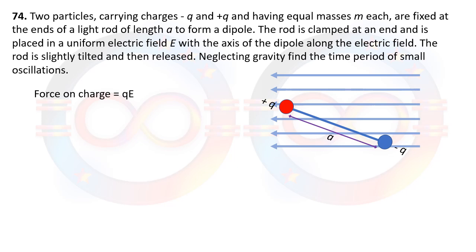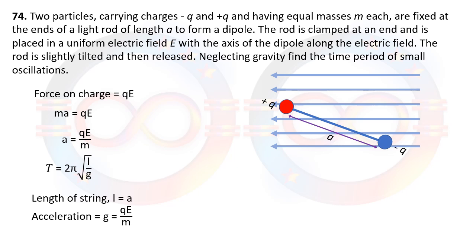So let us first calculate the acceleration. Acceleration is nothing but qE by m. Why are we calculating acceleration? Because this a distance which is given, don't get confused here, one a is acceleration, one a is distance. So the a distance that is given would serve as the length of the string of simple harmonic motion in the simple pendulum. So if this is the length and this acceleration is serving as acceleration due to gravity g, we can apply the formula 2 pi under root L upon g. So L is a, g is qE by m.